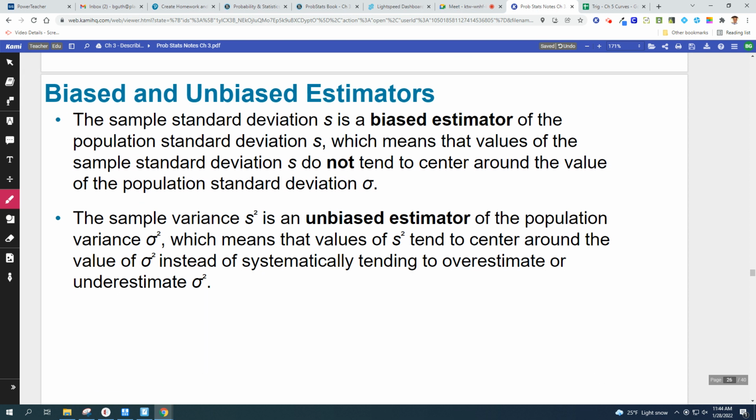Biased and unbiased estimators. Last thing: the sample standard deviation S is a biased estimator of the population standard deviation, which means that values of the sample standard deviation S do not tend to center around the value of the population standard deviation. I think that's really hard to read, so you're going to need to read that again. Sample variance, S squared, is an unbiased estimator of the population variance, which means the values of S squared tend to center around the value of sigma squared instead of systematically tending to overestimate or underestimate.